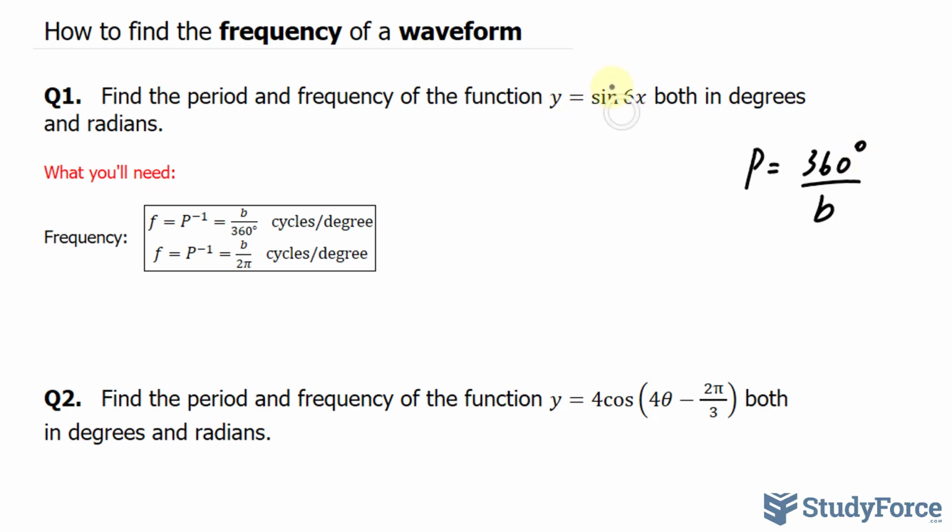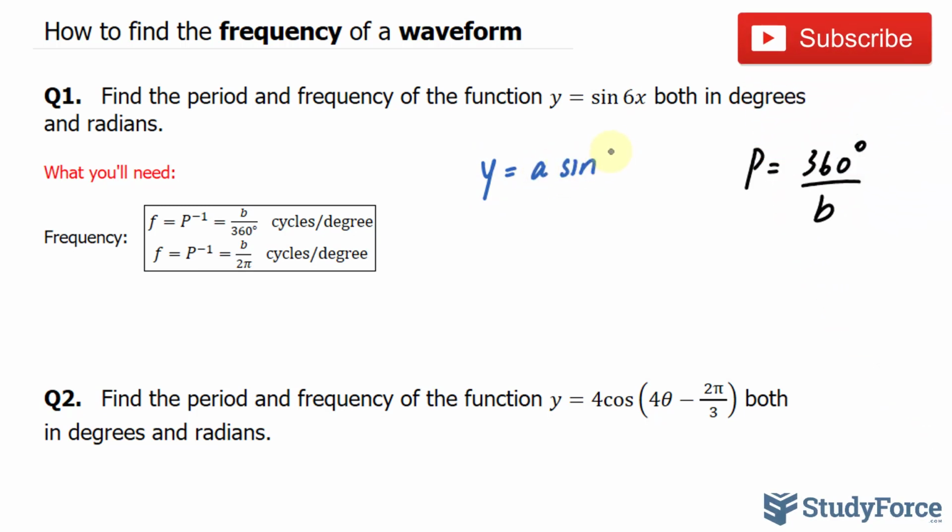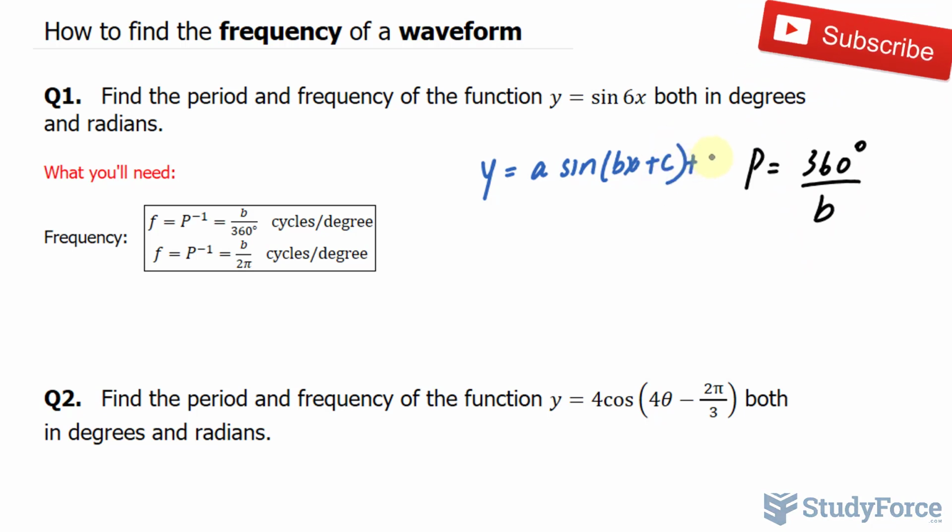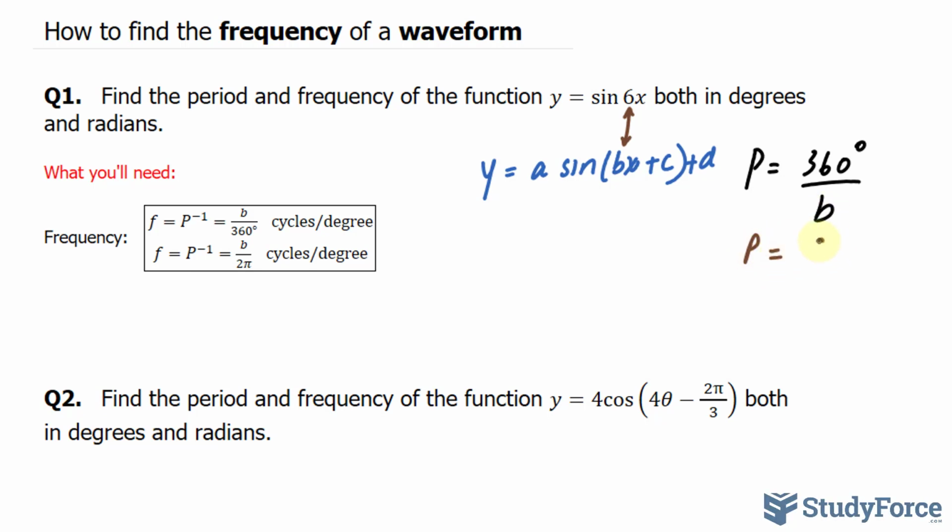Now, how do we identify b in this equation? We have sine 6x. The general equation of a sinusoidal sine function looks like this. Y is equal to a sine bracket bx plus c plus d. So if we mix and match this general pattern with the equation that they give us, b is equal to 6. So I'm going to find the period by substituting 6 into here.